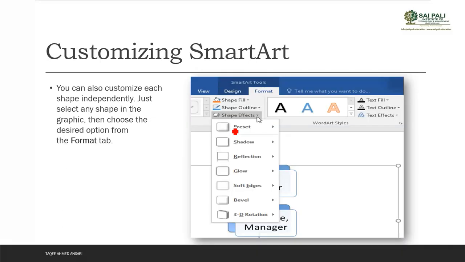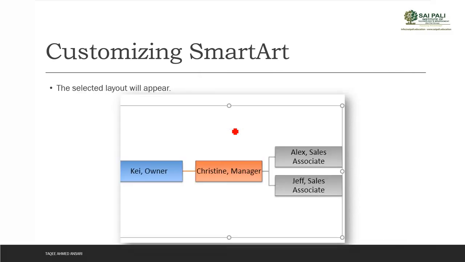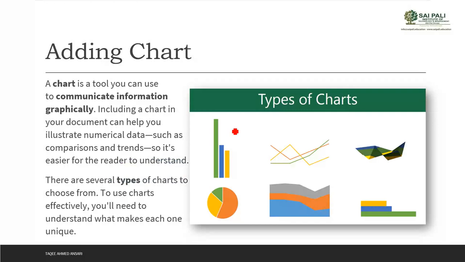Now we will continue this topic with this video, and today we are going to see charts. A chart is a tool you can use to communicate information graphically. Including a chart in your document will help you to illustrate numerical data, like statistical data about trends or information about your sales and all that. So you can represent your data in these charts.